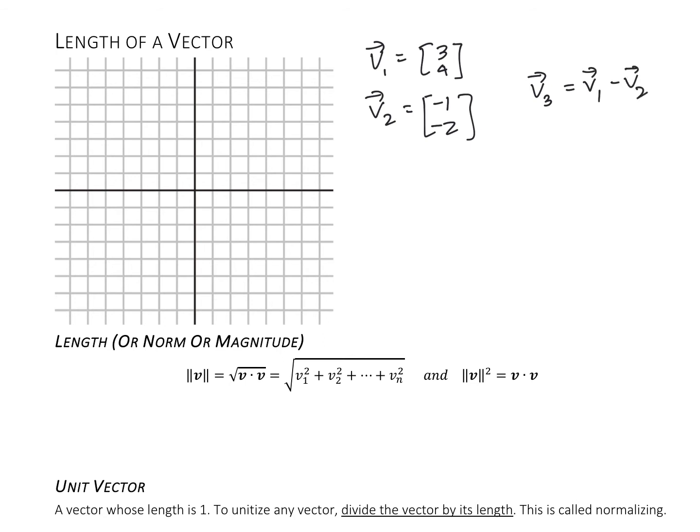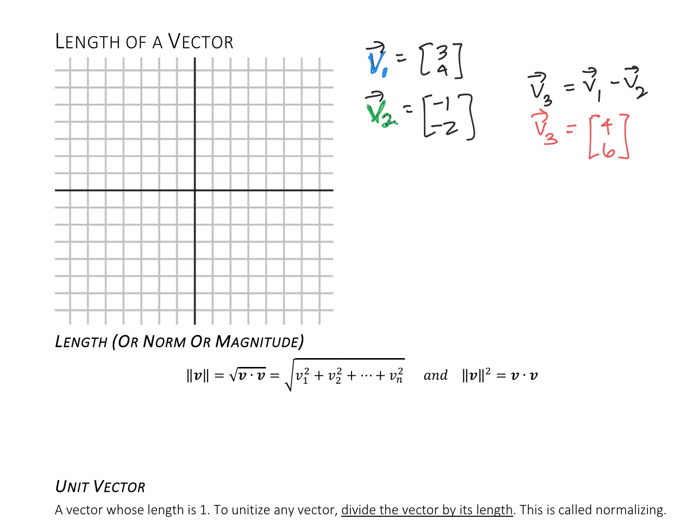We're going to find the lengths of these. If I take vector 1 minus vector 2, 3 minus -1 is going to give me 4. 4 minus -2 is going to give me 6. So that's my vector 3 defined there. We'll make that one a blue one, that guy a green one, and vector 3 a red one.